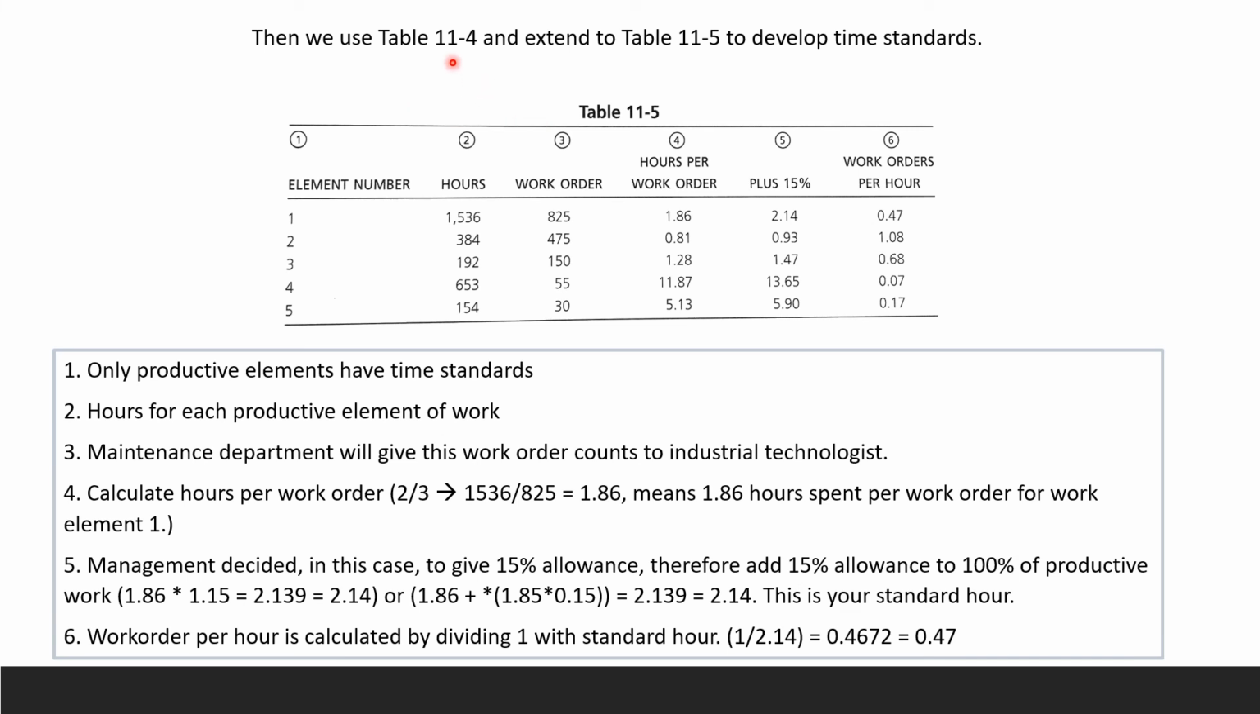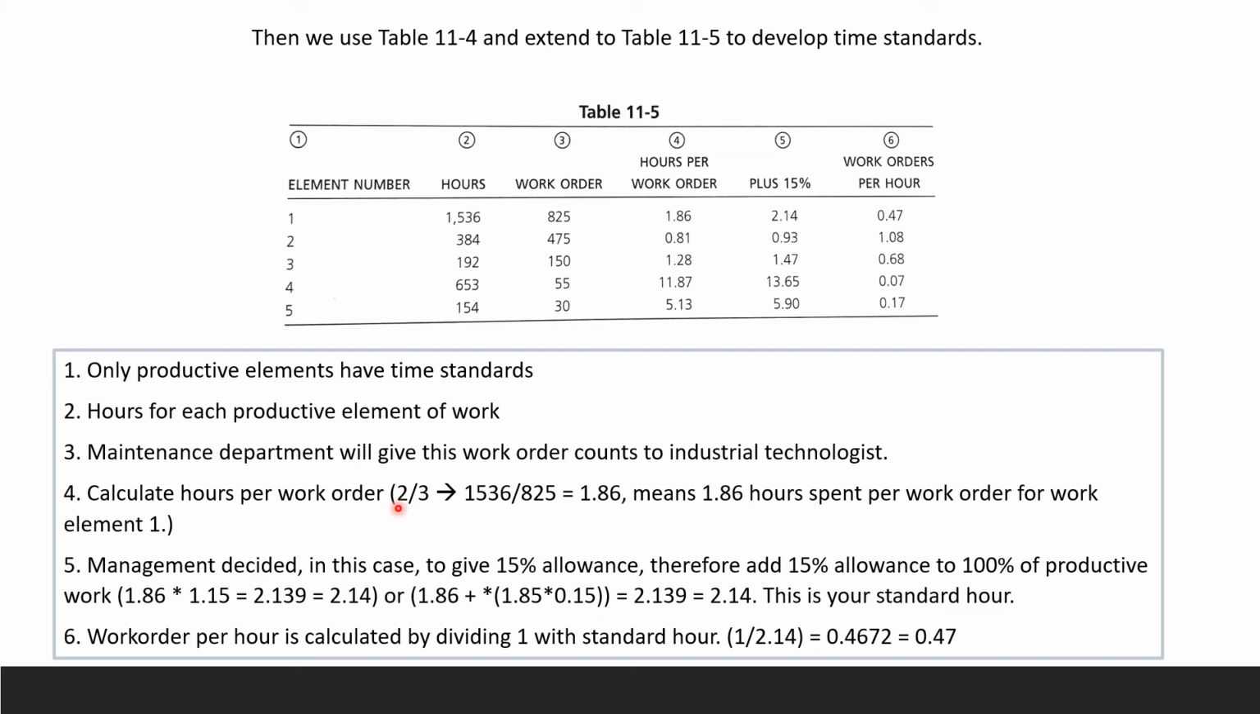Okay, so then we use Table 11.4 and extend it to Table 11.5 to develop the time standard. First, we take the productive work elements, so get rid of the work in idle time, so 1 to 5. The hours and the work orders come from your maintenance department. Then you calculate the hours per work order, hours per unit, the same thing. Here the unit is always changing, your pieces, and it can come under any different name, but it's the same thing. You have seen this again and again.